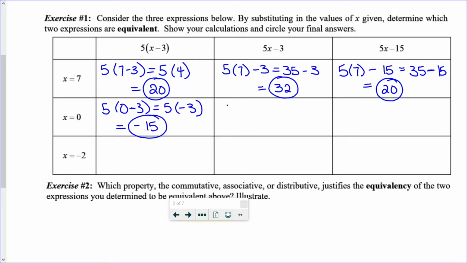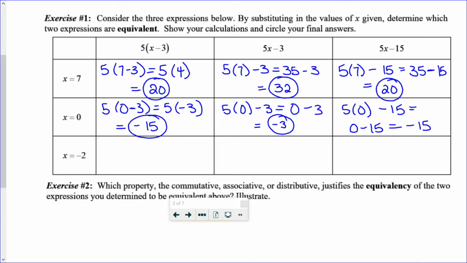In this case, we're going to have 5 times 0 minus 3. Here we do that product first. 5 times 0 is 0. And 0 minus 3 is -3. And in the last expression, we're going to have 5 times 0 minus 15. Again, 5 times 0 is 0. Minus 15 gives us -15.